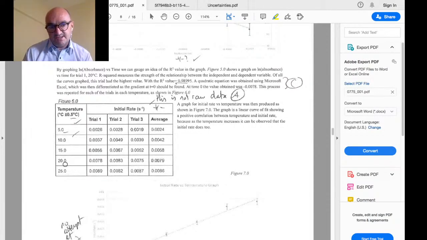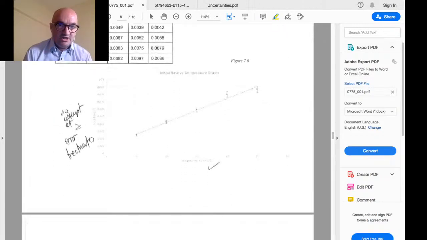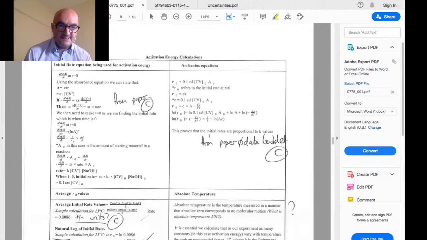The temperature is consistent decimal places. There's some good in here, but there's a lot that's missing. This one, no attempt at error treatment. I think there are small error bars that I can just see now after I've written that down, but it is really quite hard to see.